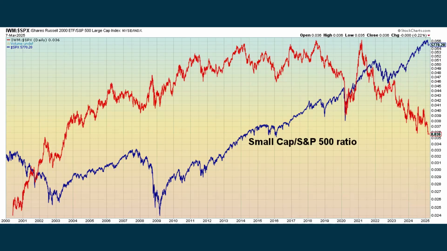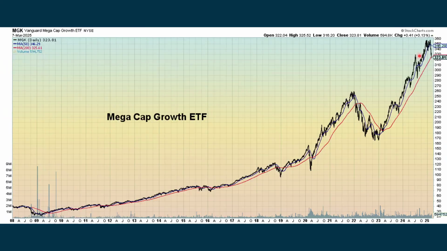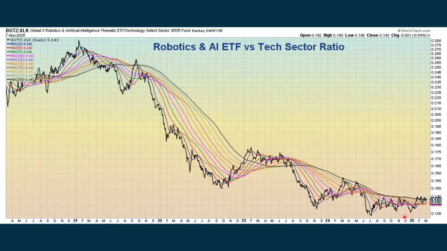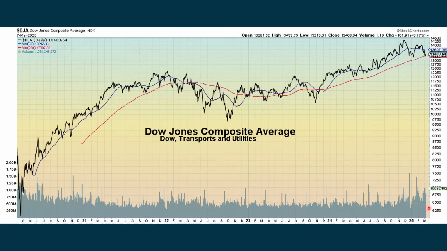Here's another look. The red line here, that's the small cap to S&P ratio, and then the blue line is the S&P itself. Mega cap growth, seeing some weakness, coming back down to the 200-day moving average now. We haven't seen that in quite a while. Robotics and AI ETF coming down, falling below the rainbow by itself, but it's actually holding up a little bit better when we do a ratio with the tech sector. Then the Dow Jones Composite Average coming down to its 200-day moving average.